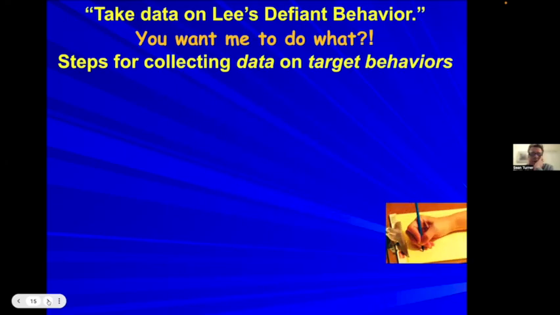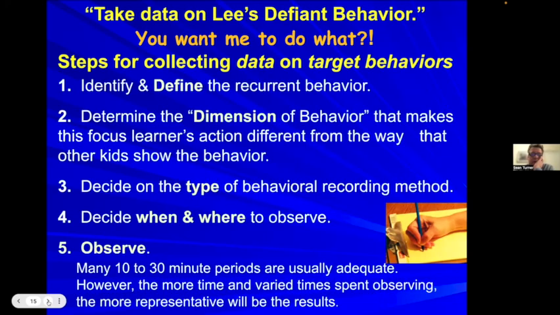So let's look at the data of Lee's defined behavior. You want to identify and define the recurrent behavior, determine the dimension of behavior, decide on the type of behavior recording, decide when and where to observe, and then observe. So that's more part two, observing and collecting the data. But again, we're talking about part one, which is creating a plan.